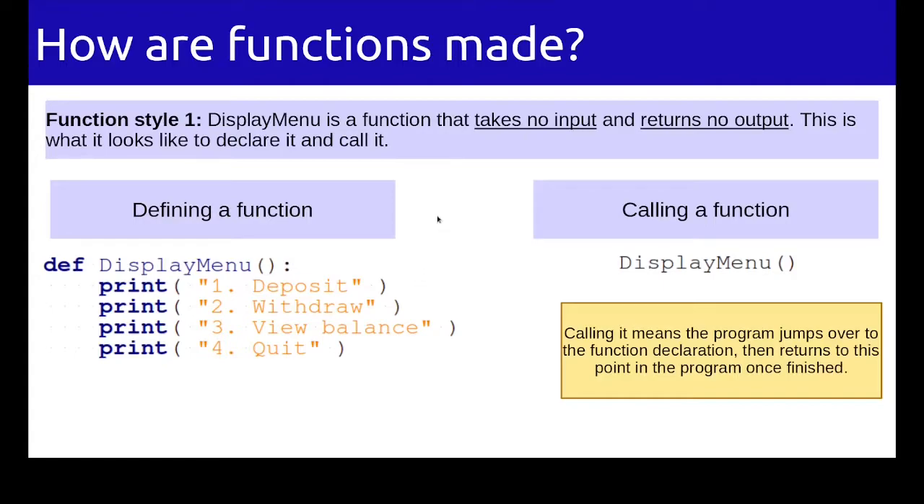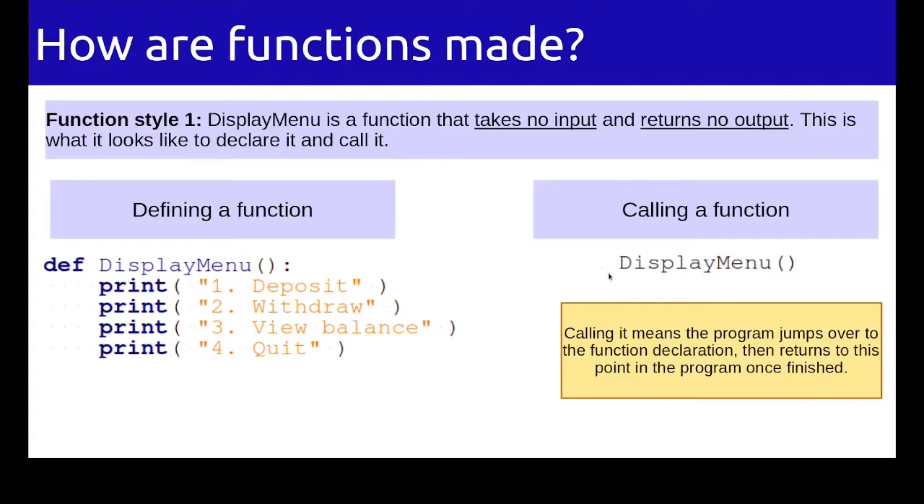So let's look at some different kinds of functions we can write. With this one here, we have our display menu. It has no input that it takes in, so this is empty in the parentheses. It returns no output, so there is no return statement. And all it does is print a nice number menu for us. So that's what this will look like from the definition side.